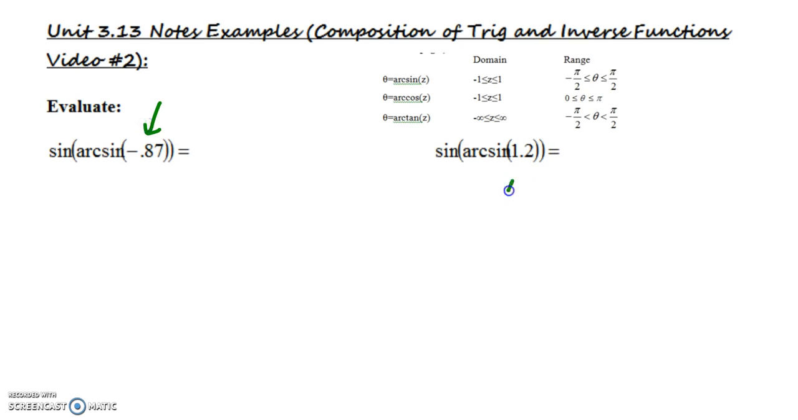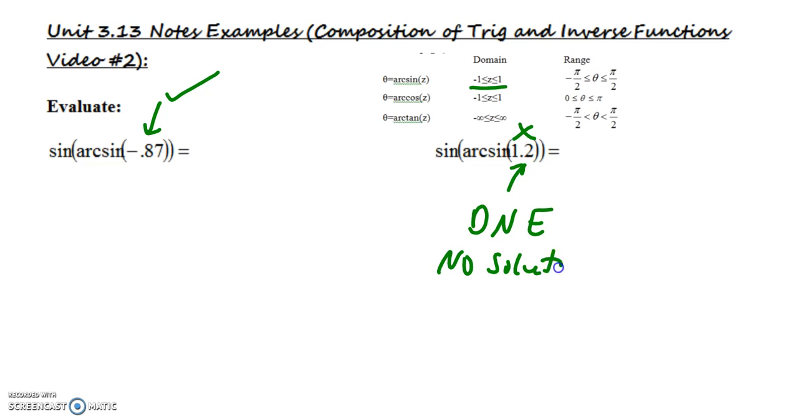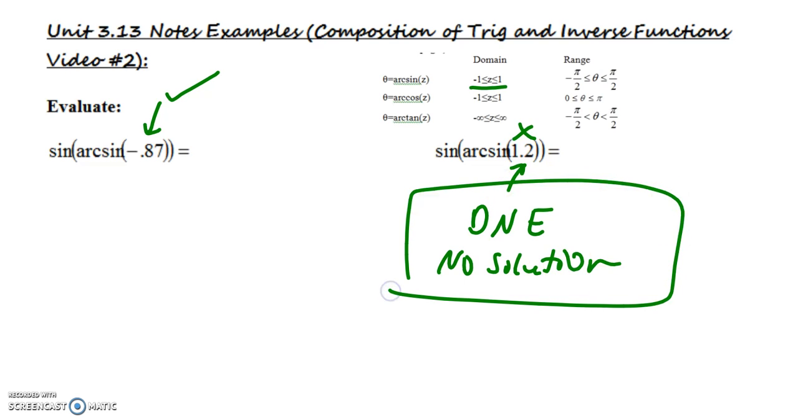These two are ratios, so we want to make sure that our ratios are in the domain or range. So if we look at the negative 0.87 for sine, we're looking at arcsine. Remember, this is restricted between negative 1 and 1. Negative 0.87 is in the domain. 1.2, however, is not between negative 1 and 1, so this is not in the domain. So I'm going to say right now that even though this is a composition function, because this inside part is not possible, the entire thing is not possible. So this does not exist, or no solution, because there is no answer and we cannot solve.